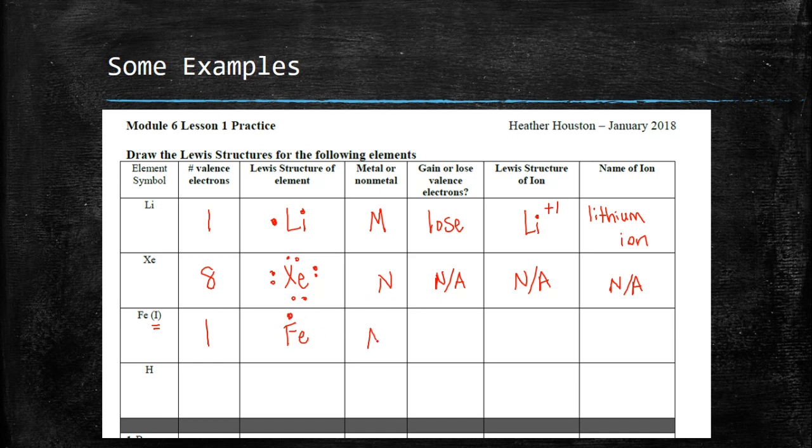It's a metal. It loses because metals are losers. And what do I know? If it loses 1, then it'll become a +1. Now naming this thing. I don't just call it iron. I call it an iron 1 ion. When you are naming the transition metals, you must name it with that Roman numeral because otherwise nobody else knows how many valence electrons it had and they'll be all messed up.